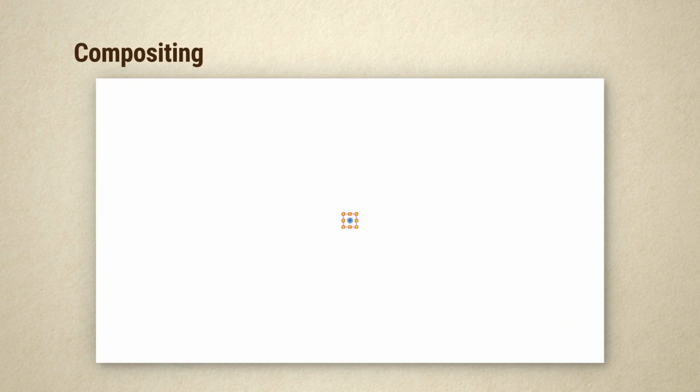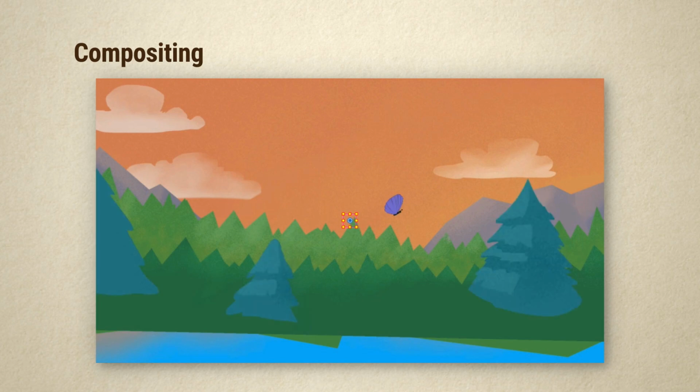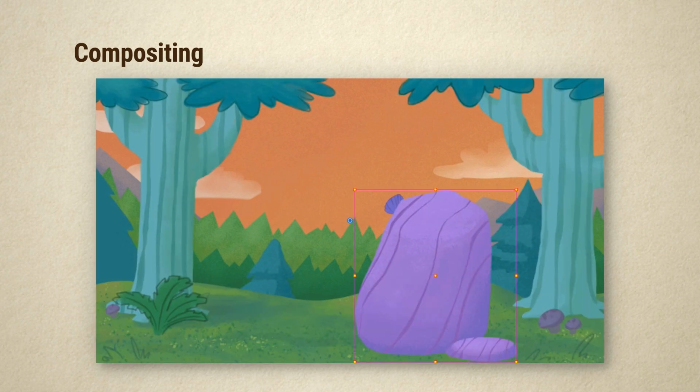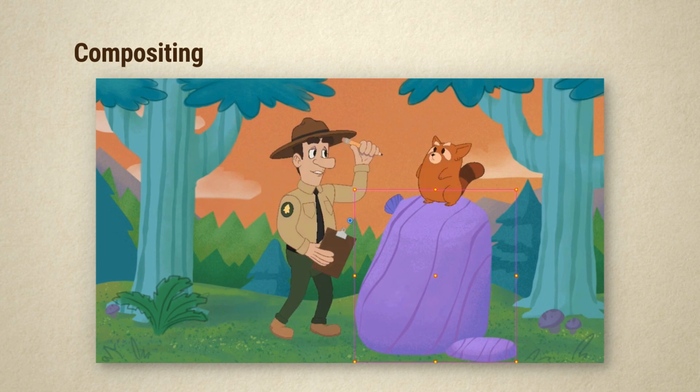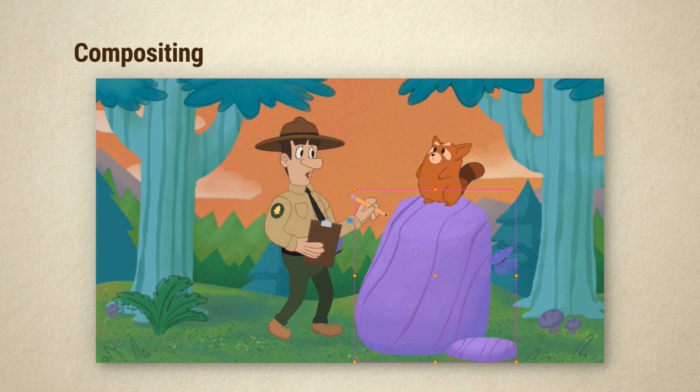Compositing is the process of putting all the individual pieces of a scene together to create the final visual output. So you might have a background, multiple characters, and some scenery, all being worked on separately.